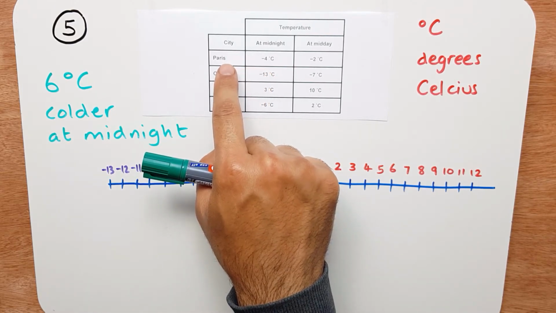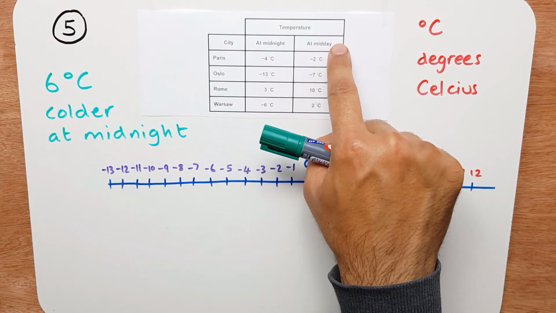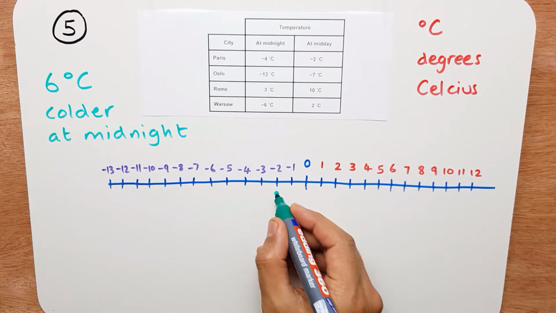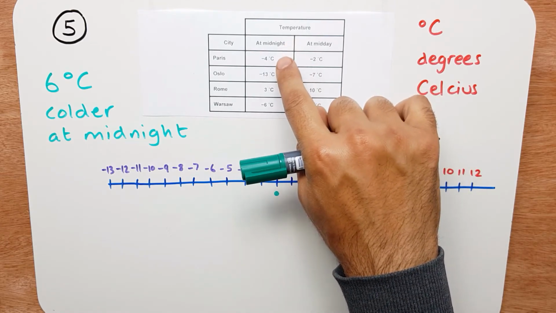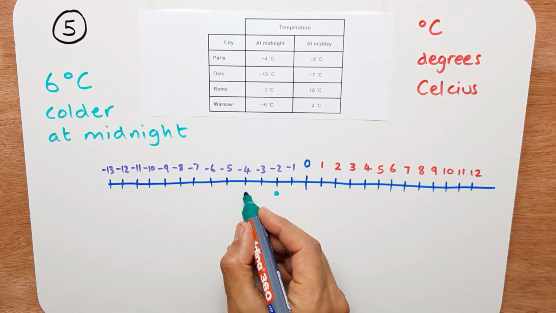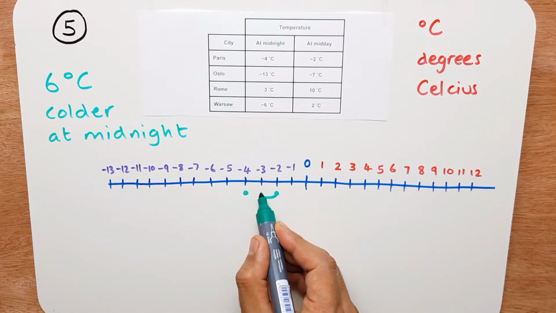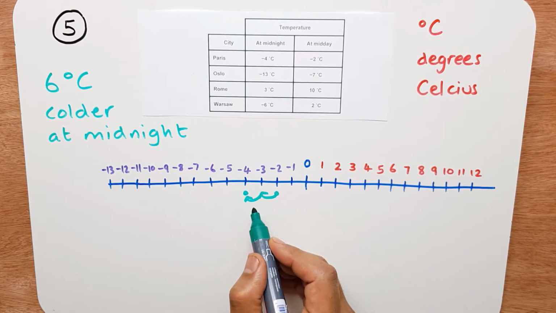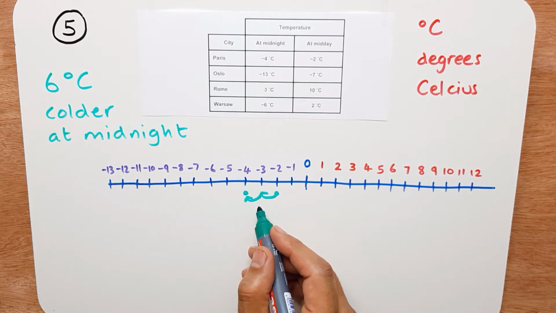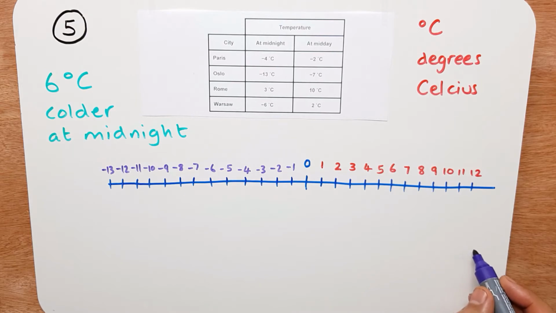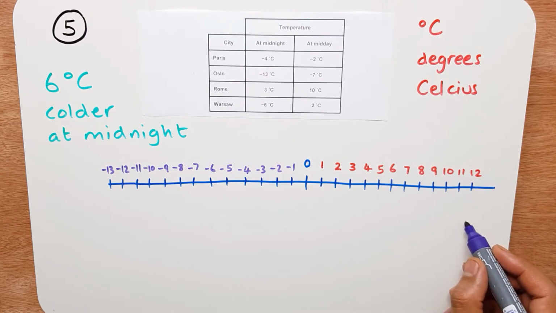So let's look at Paris. At midday, it's -2. And at midnight, it's -4. How do I get from midday to midnight? So I jump back 1, 2. So Paris is only 2 degrees colder. So we know it's not Paris.